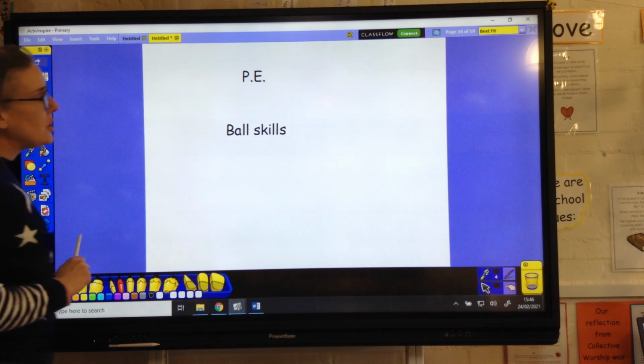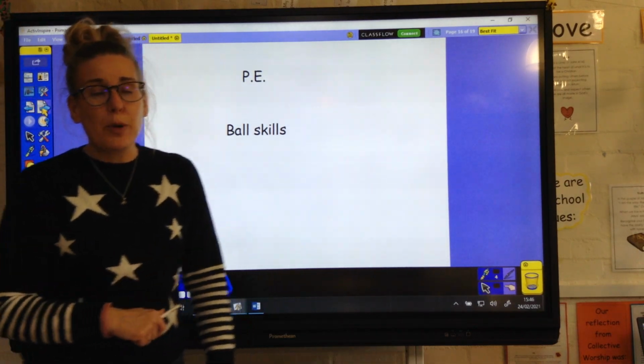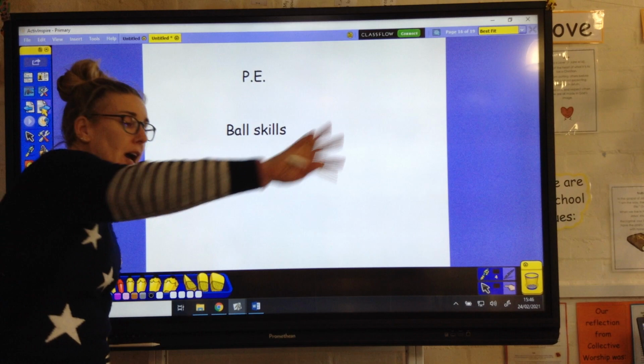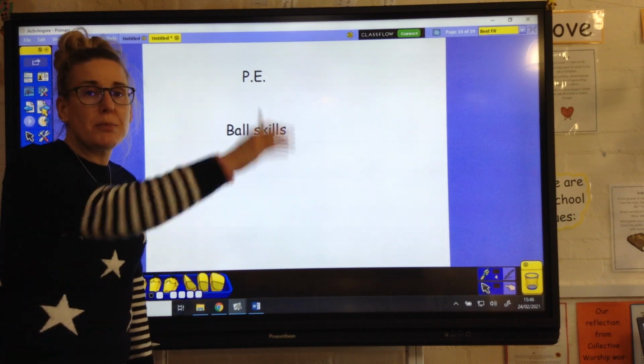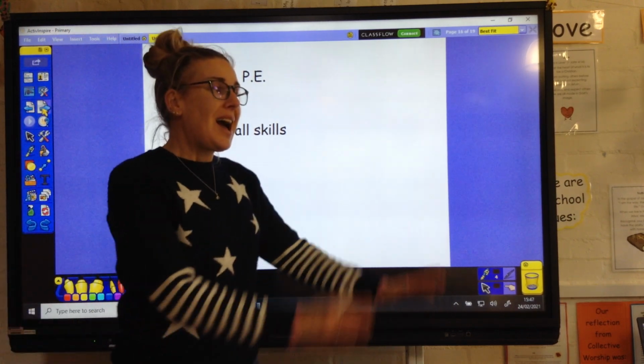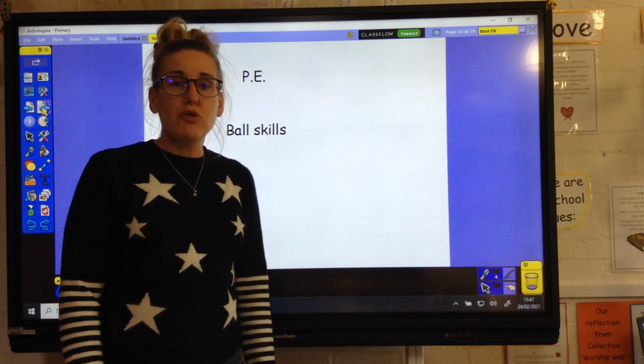And then our last session is PE. We've got ball skills and we're using our feet to control a ball, and we'll see if we can dribble it round a marker or if we can make a goal and score a goal by dribbling the ball.